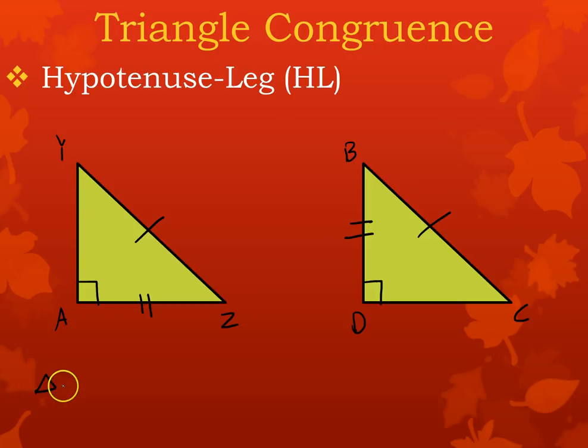So if I name these two, triangle AYZ is congruent to triangle. A is your right angle, so is D. Y is opposite your double tick mark, so is C. So that leaves B to match up. That's by HL, hypotenuse leg.